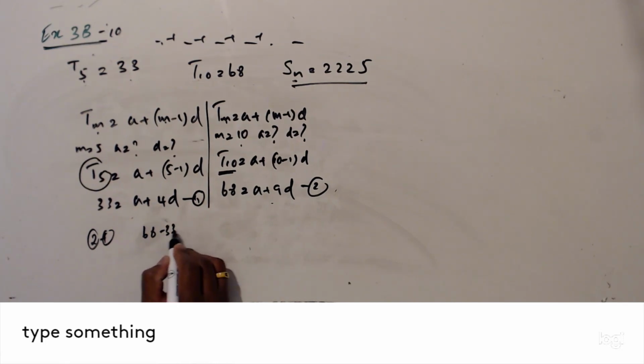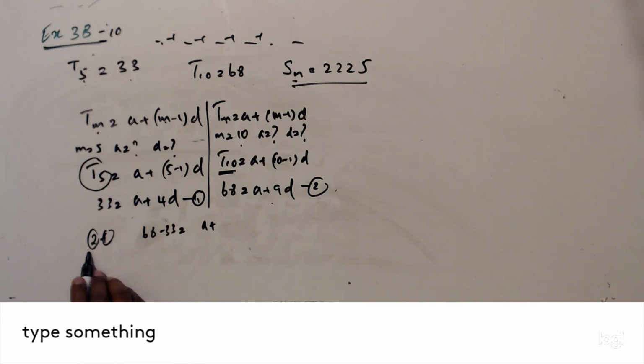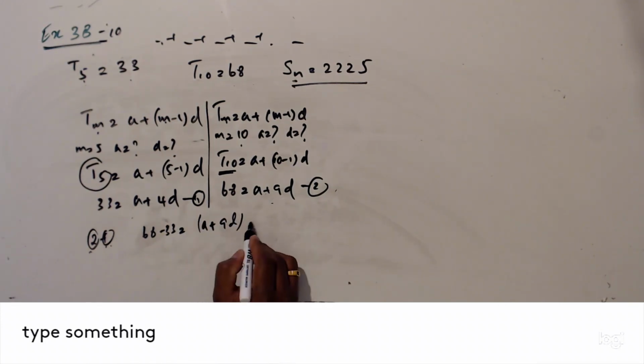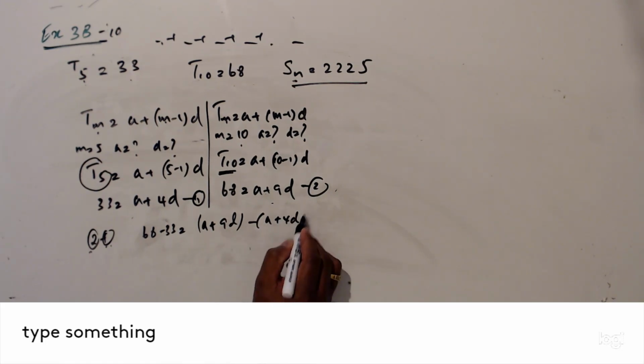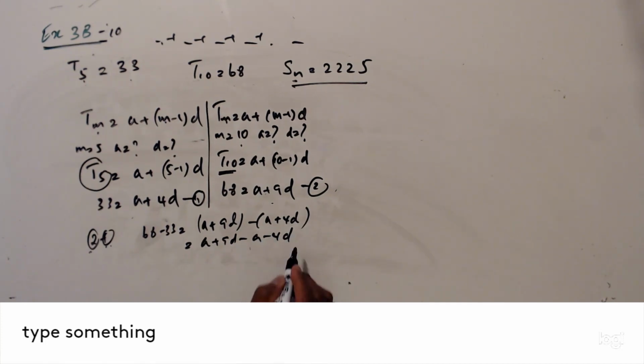68 minus 33, a plus 2 left, 1 left, then 2 right, 1 right. So 2 equation right, a plus 9d minus a plus 4d. Then simplify a plus 9d minus a minus 4d, and this is 68 minus 33, that is 35. The a's cancel out. 5d equals 35, d equals 7.